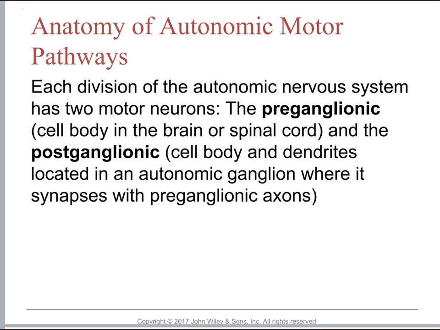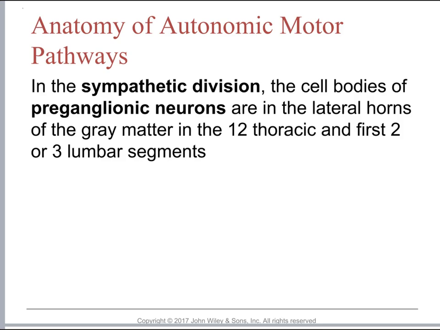Remember, each division of the autonomic nervous system has 2 motor neurons. The preganglionic neuron, which has a cell body in the brain or spinal cord, and our postganglionic neuron that has its cell body and dendrites located in the autonomic ganglia, so in that ganglia, where it synapses with its preganglionic axon. Now let's take a look at the sympathetic division.